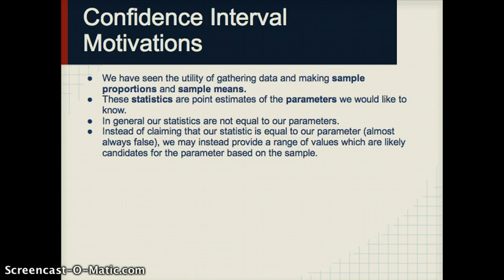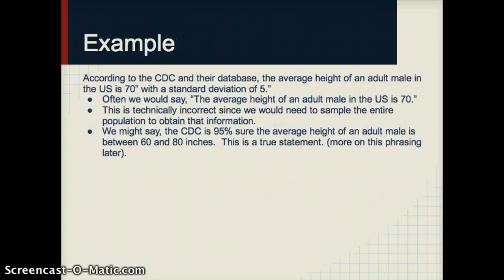And so, to be precise, and rather than just claim that our point estimates are the same as the true parameters, it might be better to provide an interval of possible estimates, possible good guesses. So let's make that more precise. For example, according to the CDC, the average height of an adult male in the U.S. is 70 inches with a standard deviation of 5 inches.